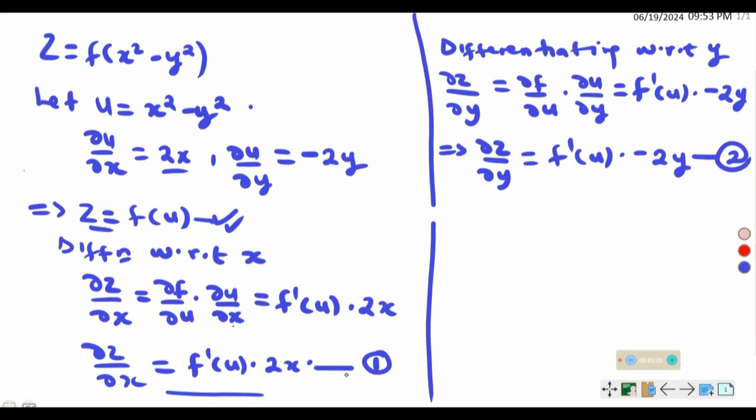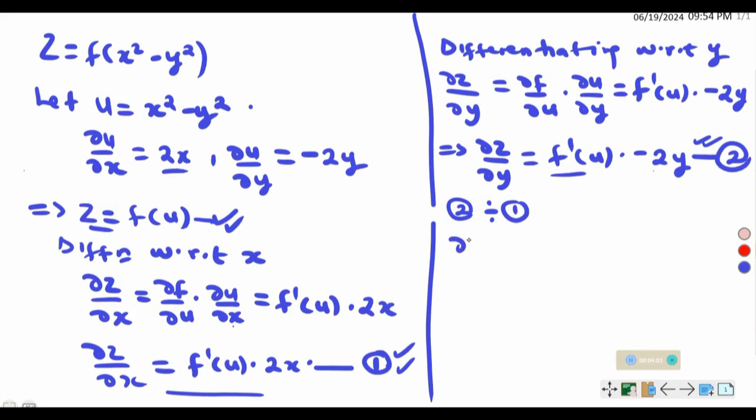So we can easily notice that there is a relationship between equation 1 and equation 2. And if we want to eliminate this function here, then we can possibly either get equation 1 and divide it by equation 2, or get equation 2 and divide it by equation 1.